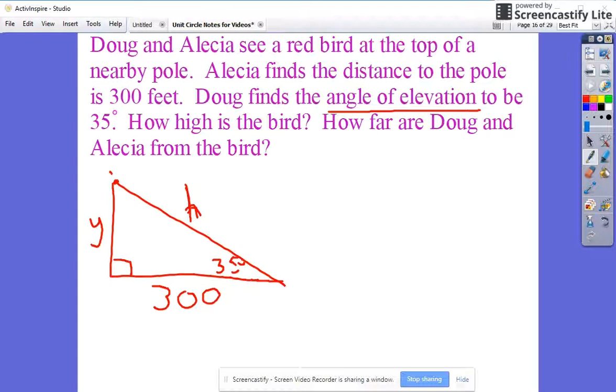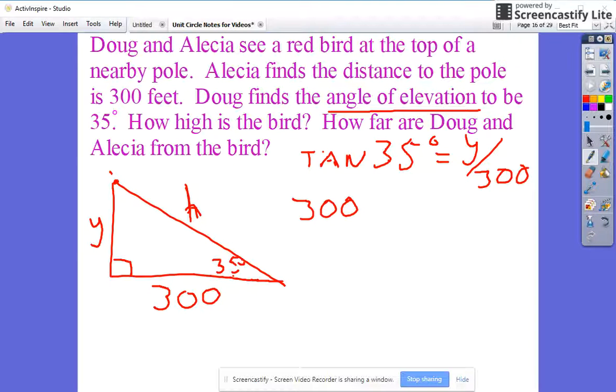Well, we're going to find y by using one of our trig functions. So sine of 35 degrees is equal to y over 300. That's what we're going to want to do. Which trig function is that? That's tangent, because that's the opposite side over the adjacent side. Tangent of 35 degrees equals y over 300. Let's multiply both sides by 300. You get 300 times tangent 35 right there.